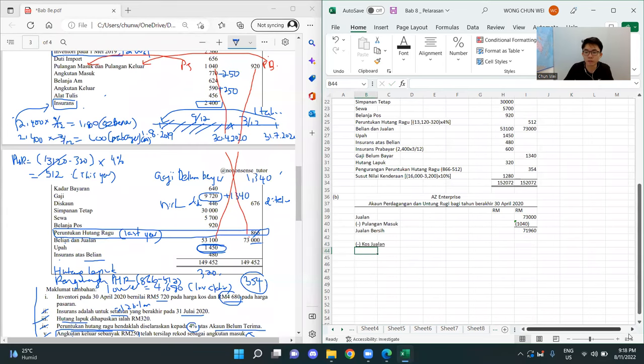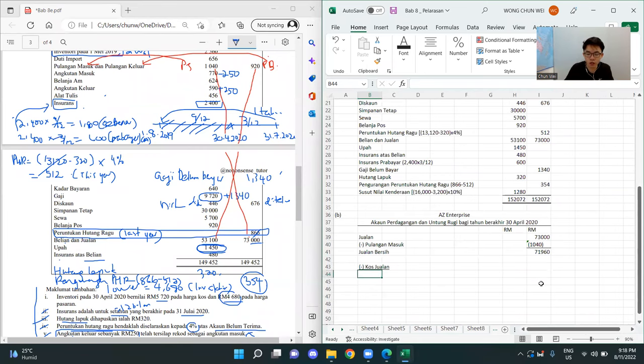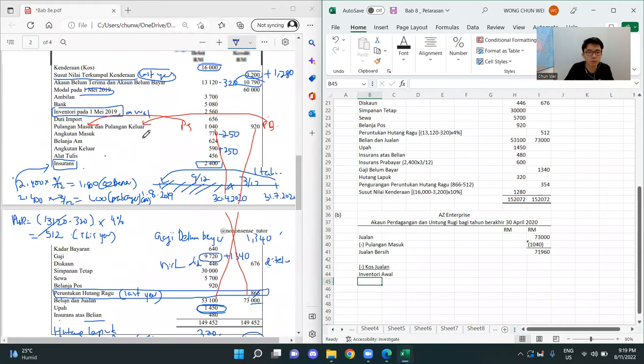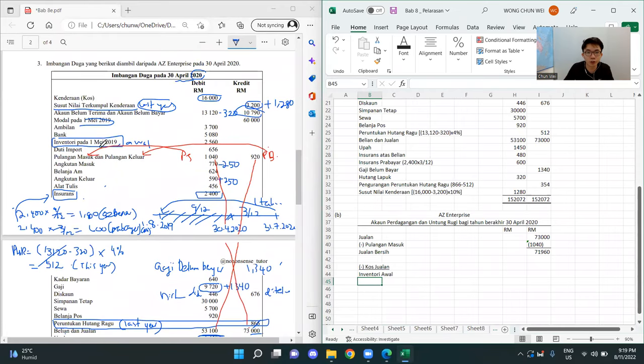So in your cost jualan, the first thing first is actually your inventory, isn't it? Your inventory awal. So how much is my inventory awal? Inventory awal you take out from here. I told you the inventory that is shown in your imbangan Duga is the inventory awal. Always. Okay, guarantee. So, put in the middle, 2,160.